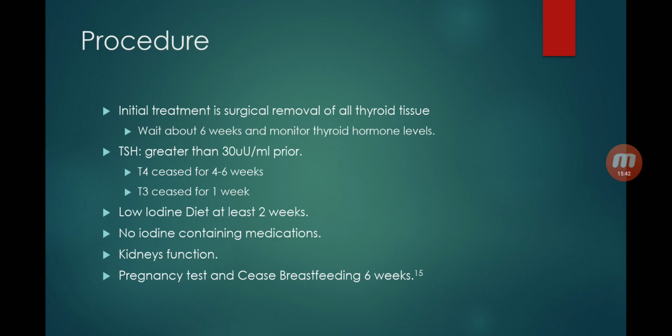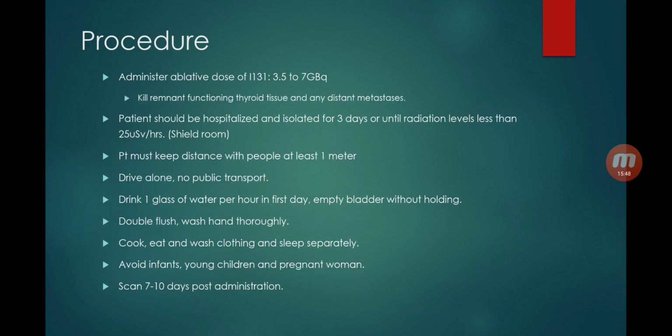If patients are breastfeeding, they should stop for 6 weeks. Administer an ablative dose of iodine-131, 3.5 to 7 GBq. The patient should stay in hospital and be isolated for 3 days or until the radiation level is less than 25 microSv per hour.